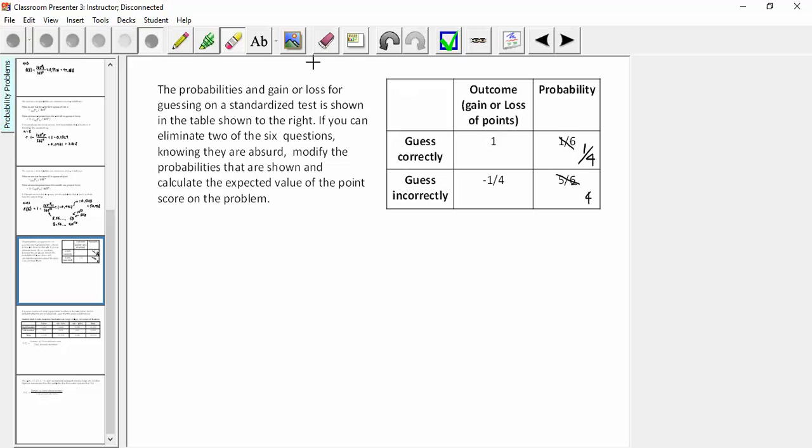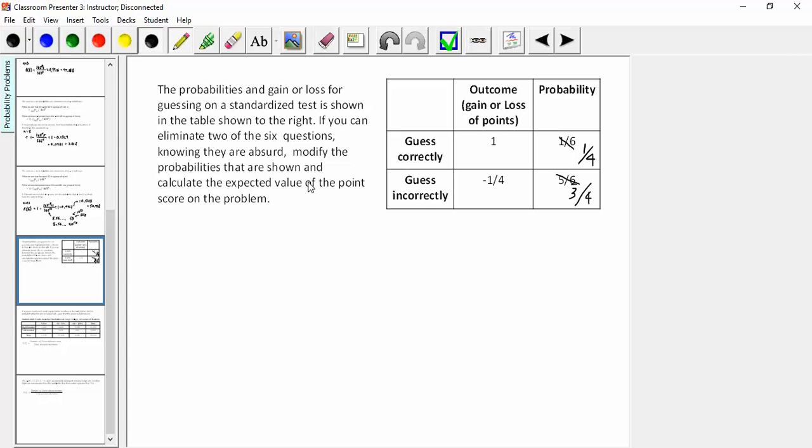Again, we eliminated 2 of the 6 answers, which means there's now only 4, and theoretical probability says we have a 1 in 4 chance of guessing properly. 3 out of 4 chance, 3 divided by 4, a 75% chance of guessing incorrectly. Now we can do the problem. What they want us to calculate is to modify the probabilities. That's what we just did.